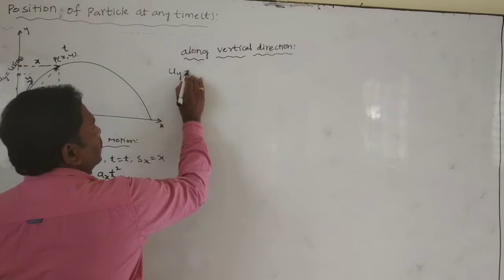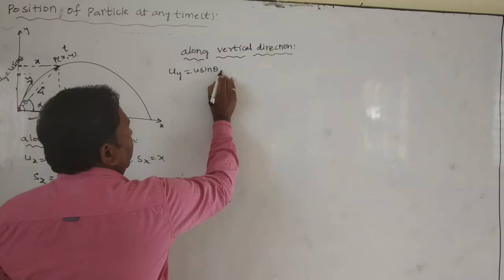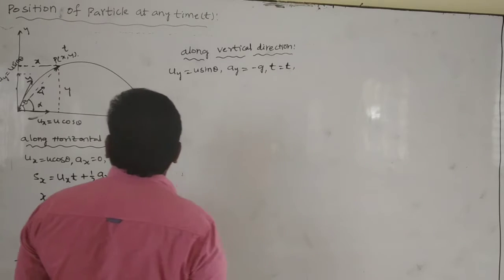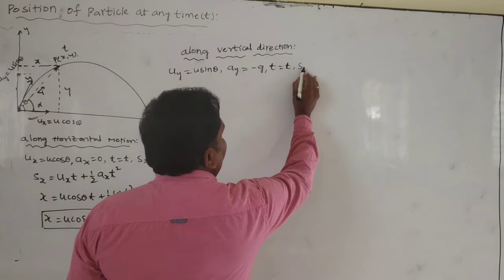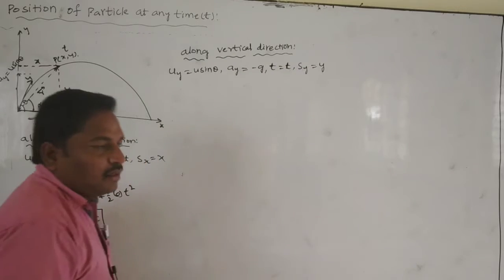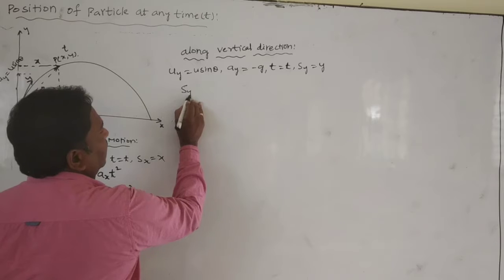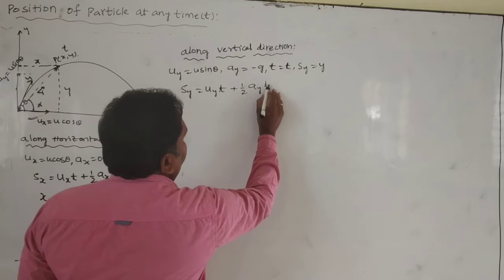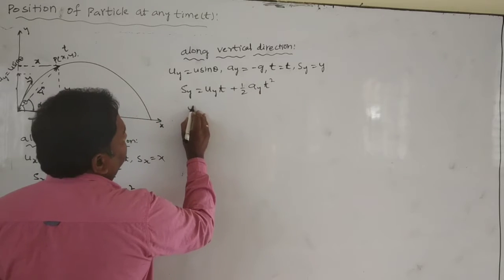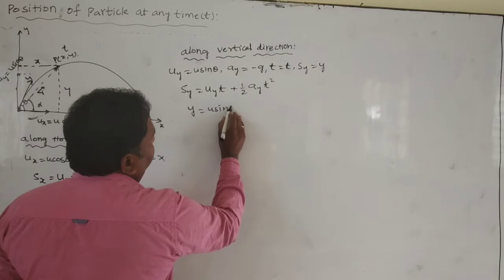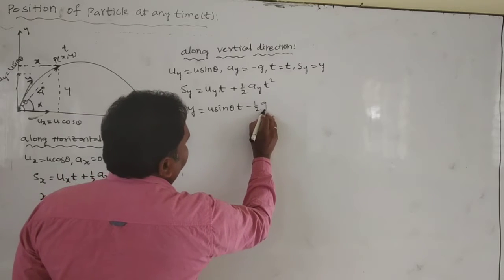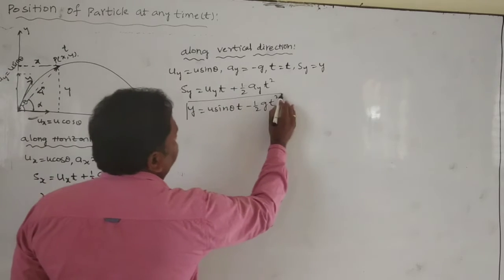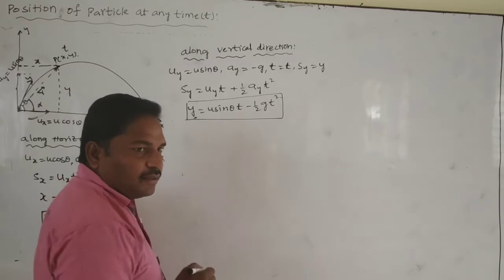Now uy is equal to u sin theta, ay is equal to minus g, and time is t. So the distance traveled along y direction is y. We can write sy equal to uy t plus half ay t square. sy means y, uy means u sin theta, so y equals u sin theta into t minus half g t square. This is the displacement of the particle along the y direction.